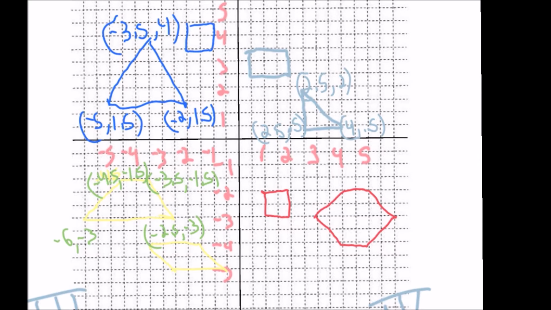And last one, let's do the little square there. So I got 2, -2 there, 1, -2, 1, -3, and 2, -3. Again, I just did one from each one. You need to do all 8 shapes, getting all those coordinates.